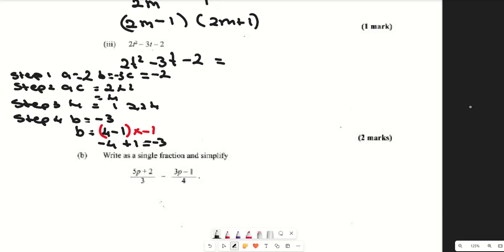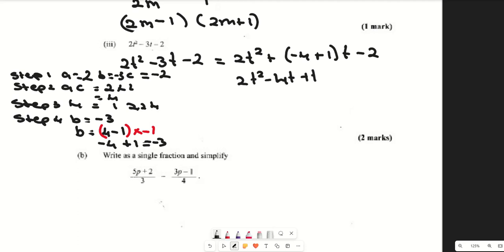So this now turns to 2t squared plus, open bracket, minus 4 plus 1, by t, minus 2. Right, according to distributive law, you have to multiply t by each term, so that's 2t squared minus 4t plus t, minus 2.